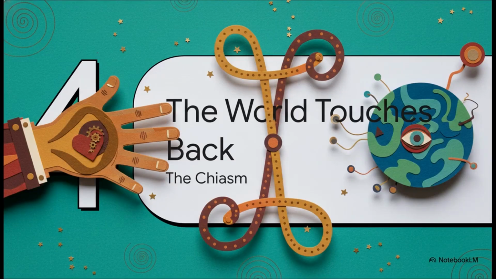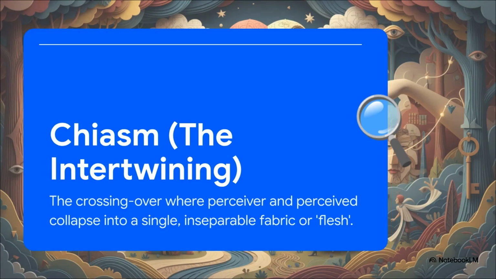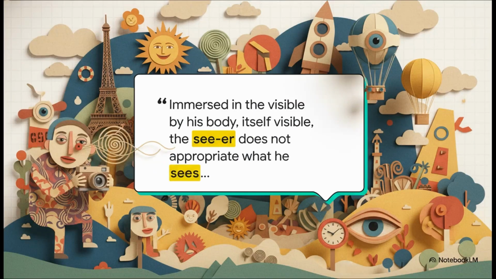Okay, but here's where it gets really, really interesting. This isn't just a one-way street, with a body projecting meaning out onto a passive world. The crucial next step in Merleau-Ponty's thought is that the world acts back. It touches back. And to capture this profound reversibility, Merleau-Ponty uses the term chiasm, which just means a crossing over, like the shape of an X. This is the point where the distinction between the perceiver and the perceived just collapses. The body and the world become so deeply intertwined that they form a single fabric, which he poetically calls the flesh.